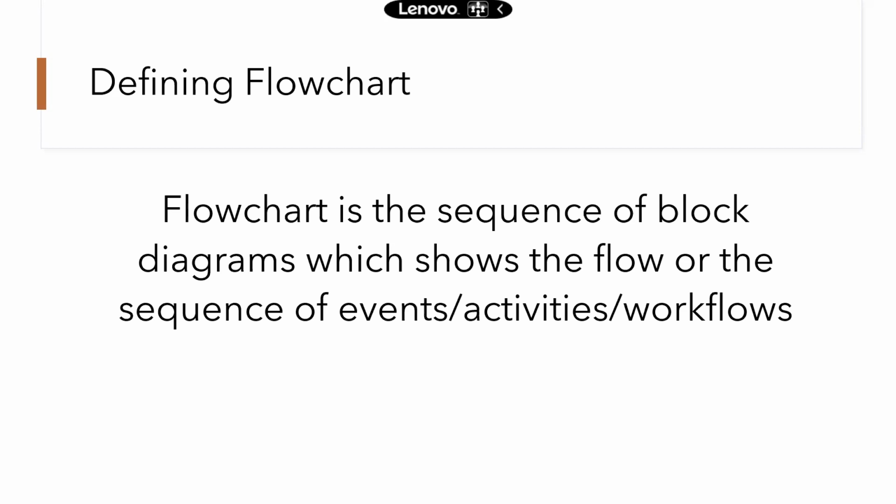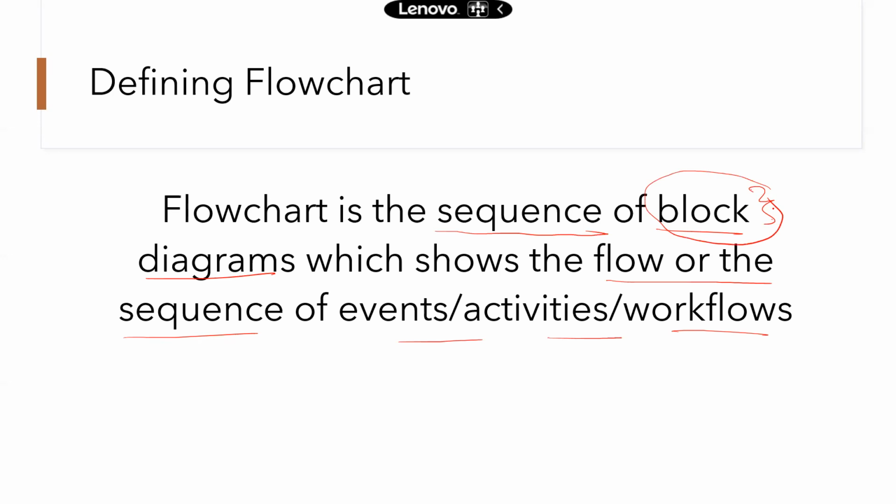So in this definition, we can see the sequence, and then we can see the block diagrams. These sequence of block diagrams show the flow or the sequence of events, activities, and the workflows. There are different blocks that we use to represent different purposes. These blocks will be connected together to give a certain sequence of events.